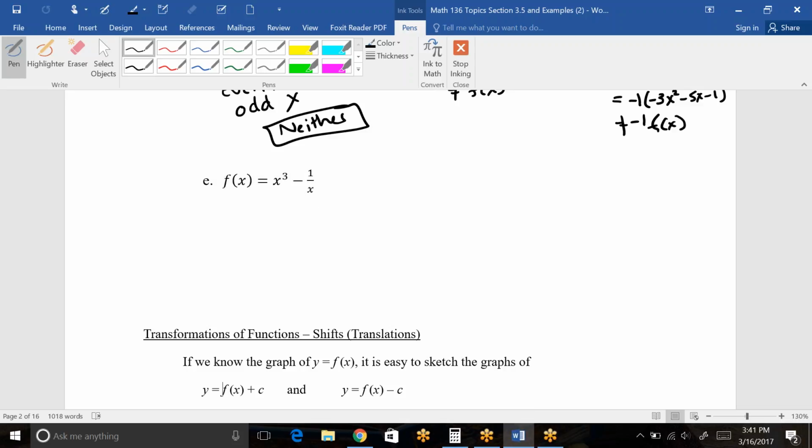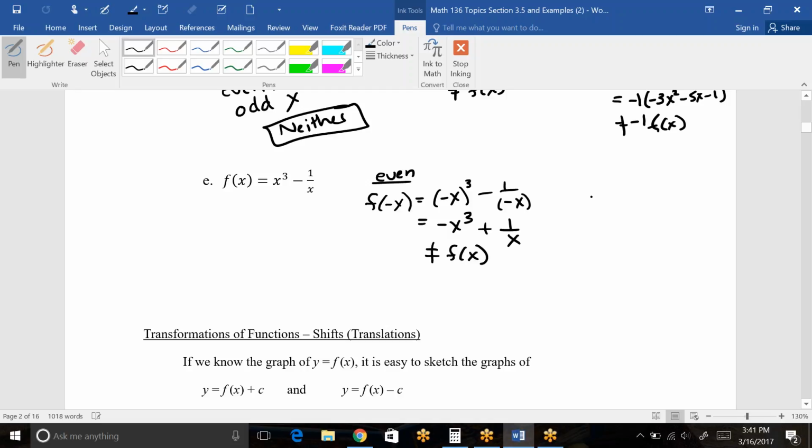And then E is the last one. If I do f of negative x for even, we put in negative x for all the x's. If you cube a negative, it is going to be negative. This is a negative times negative, so that's a positive 1 over x. Notice that that is not the original function.